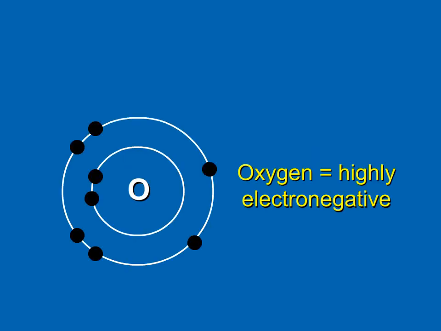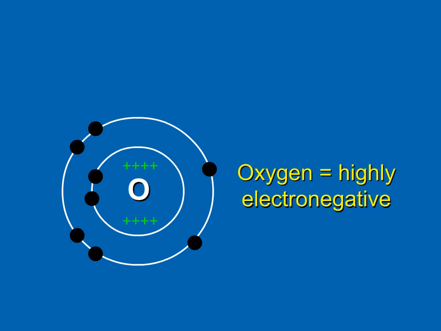Oxygen has a high degree of electronegativity. Why? Well, it needs 2 electrons to be stable, right? Not that many, just 2. And it has how many protons in its nucleus? 8, right. With all those positive protons, it has a strong affinity for electrons.